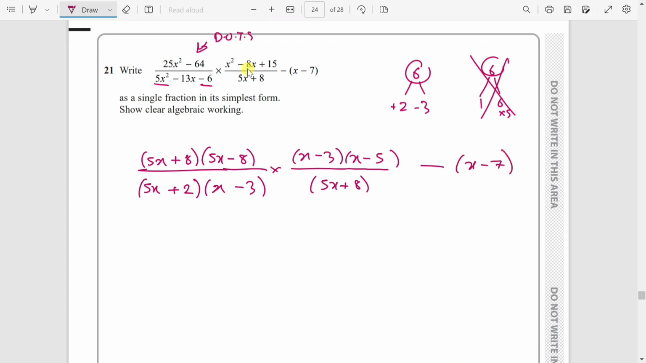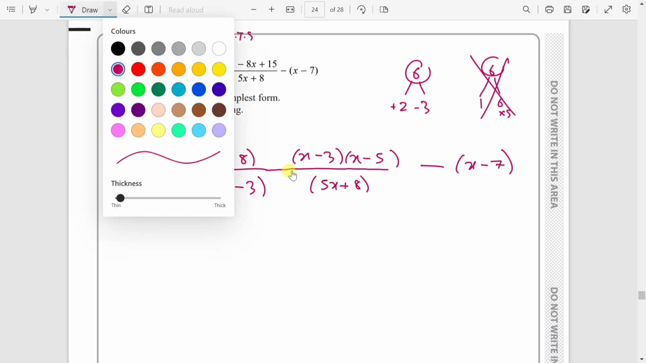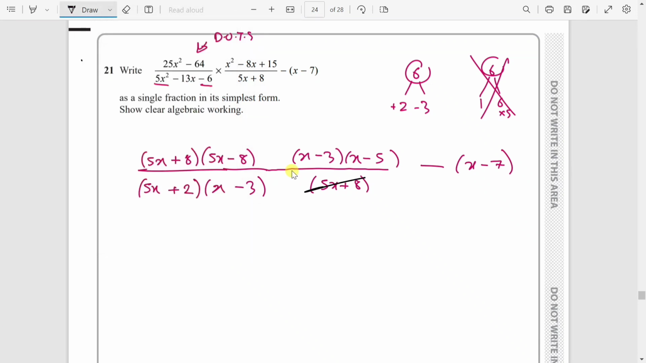X minus 7. Now, before we move on, when you multiply fractions, they become literally one whole fraction. So I can delete this times and just draw a line connecting it. This is just one whole fraction. And the trick is to cancel up and down if you get the same terms. Let's have a look. 5x plus 8 cancels that. 5x plus 8. We've got x minus 3 up and down. And yeah, that's all we have. So let's update what we have now. So on the top line, we've got 5x minus 8. And we've got x minus 5. Over, and we've got 5x plus 2.